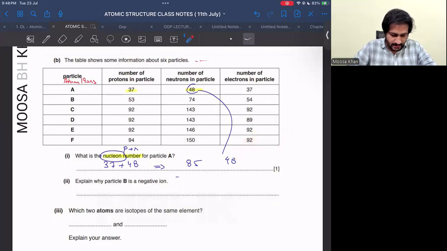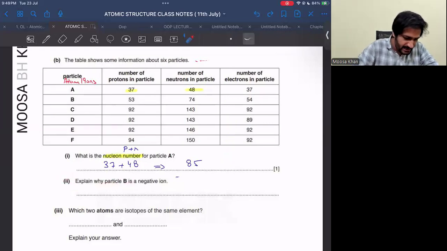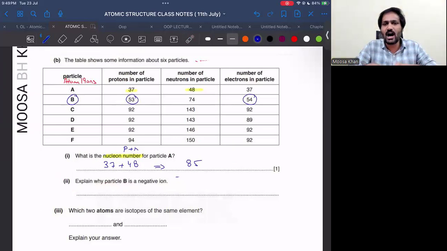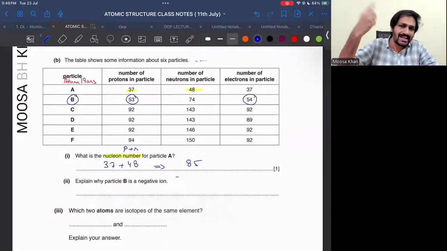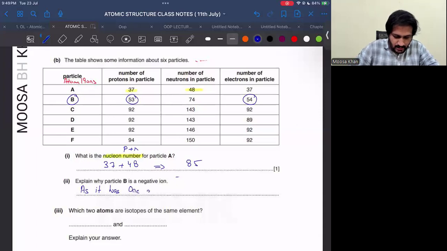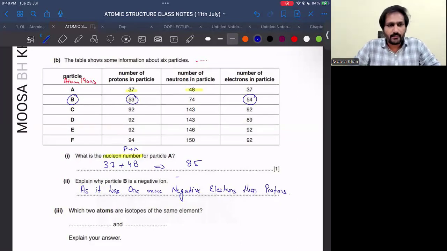Now the second question is, explain why particle B is a negative ion. If you see, particle B is in the second row. It has 53 protons but 54 electrons. It means it must have gained how many electrons? 1 electron. That's why it is a negative ion. Because it has 1 more electron as compared to protons, it must be a negative ion. So what would you write in this answer? As it has 1 more negative electron than protons, or it has gained 1 electron. You can also write it like this, that is absolutely correct.